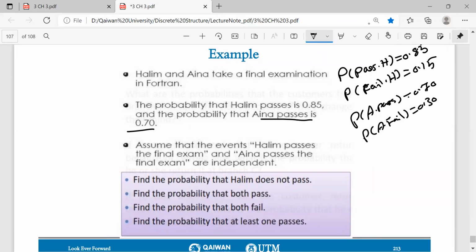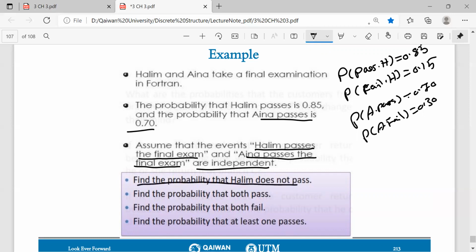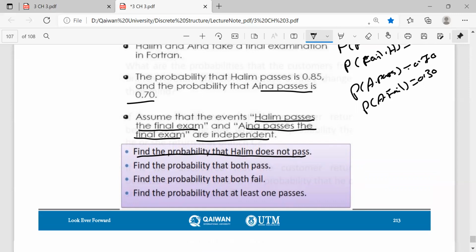Assume that the events Halim passes the final exam and Aina passes the final exam are independent. It says these two are independent. So passing or failing of Halim doesn't depend on passing or failing of Aina. So these two are independent events. It says find the probability that Halim doesn't pass. It is 1 minus passing percentage, which is 0.85. 1 minus 0.85 is 0.15.